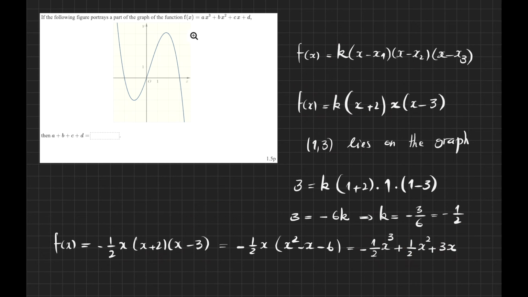So then it means that a plus b plus c plus d is equal to minus a half, plus a half, plus 3, and plus 0. So the answer becomes simply 3. And this is the number that you have to put here in this box.